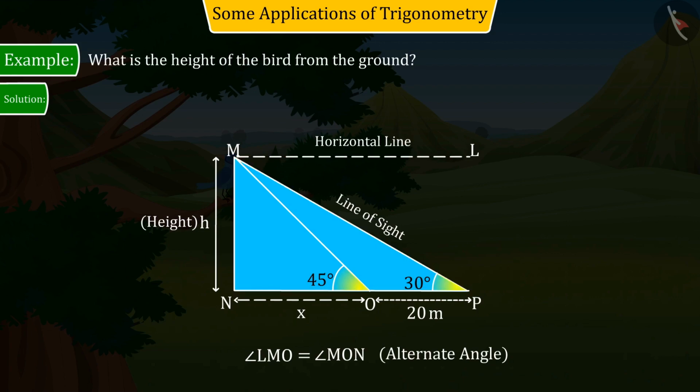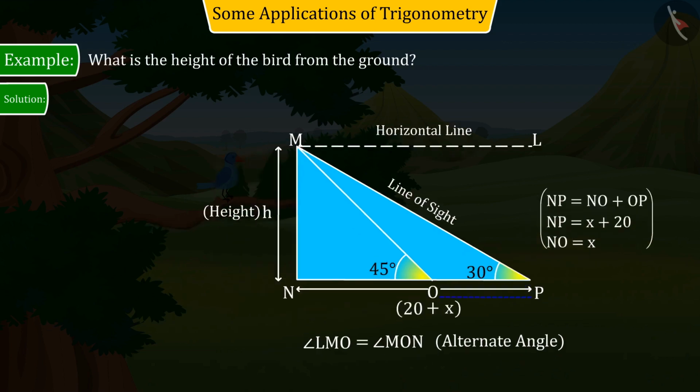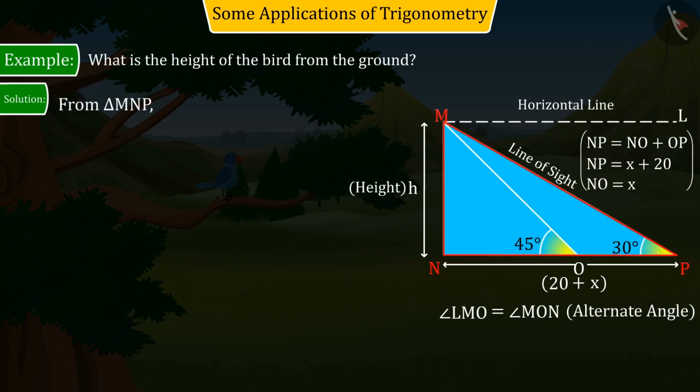Since we have to find the height of the bird from the ground, let's discuss triangle MNP. In triangle MNP, the measure of side MN will be h and the measure of side NP will be 20 plus x. With the help of the information obtained from right angle triangle MNP and trigonometric ratios, the value of tan 30 degrees is obtained as MN by NP.